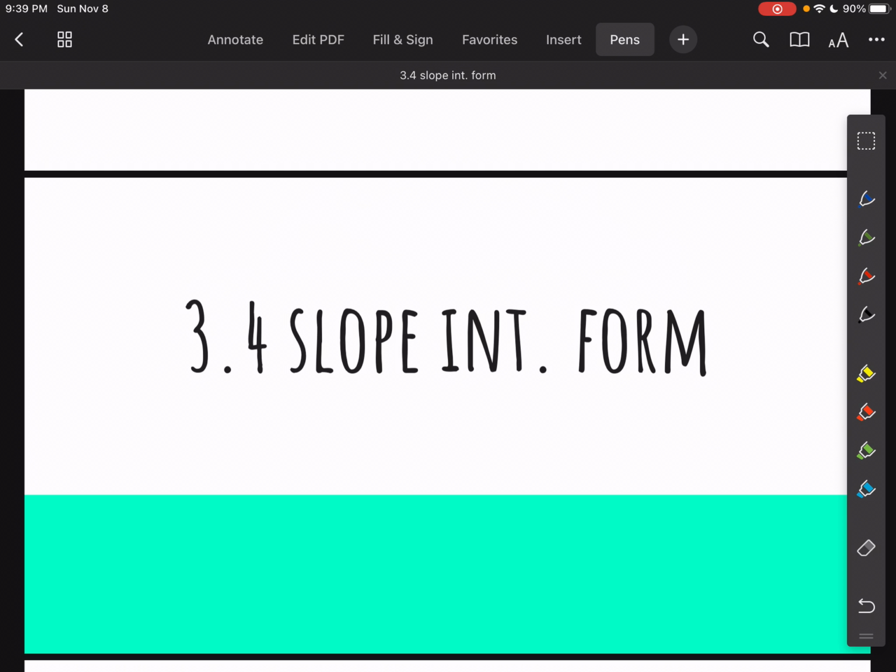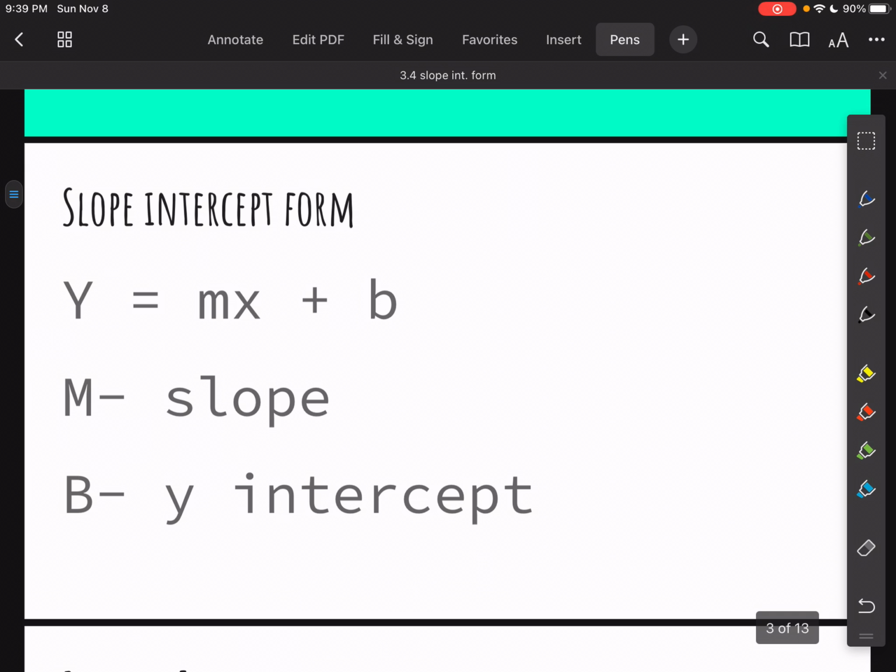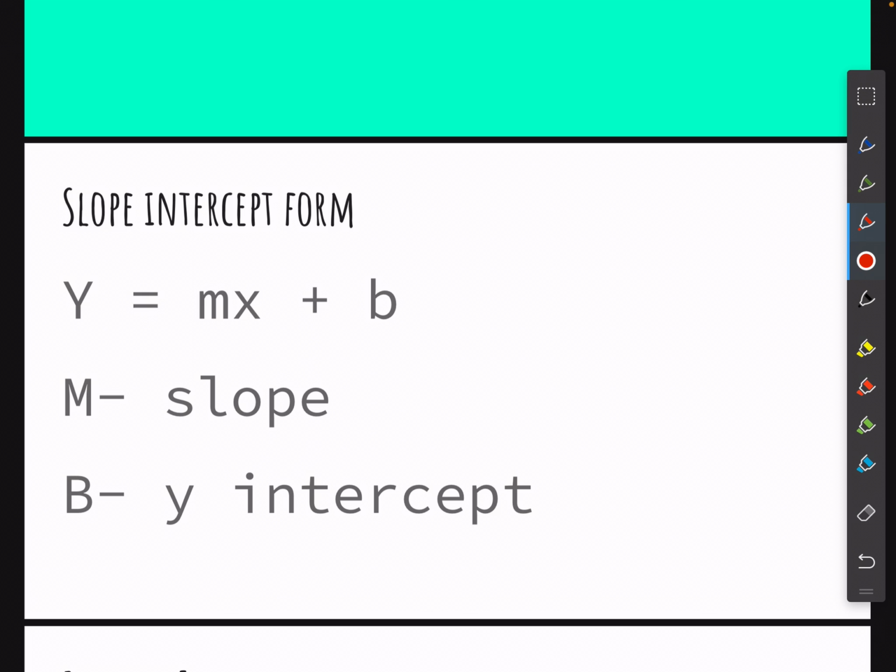But let's just review it, make sure everyone's super comfortable with slope-intercept form, and we will do a couple of examples together. So here we go. Slope-intercept form is simply the form y equals mx plus b. We call it slope-intercept form because this form tells us something about the slope, which is m represents slope, and it tells us something about the intercept, the y-intercept, which is the b.